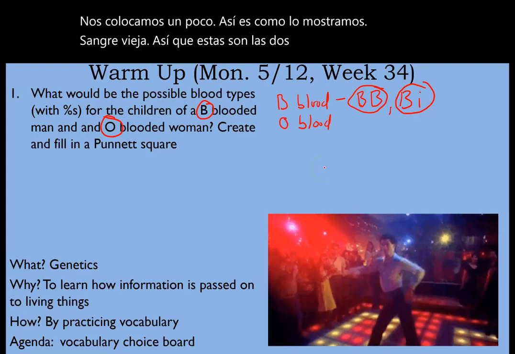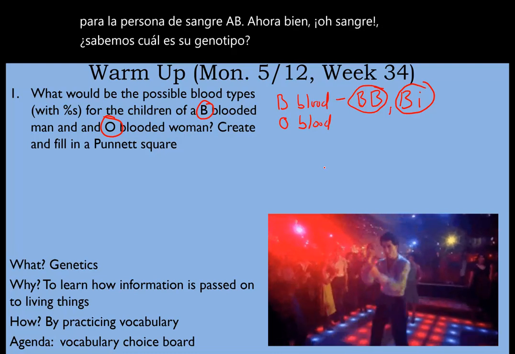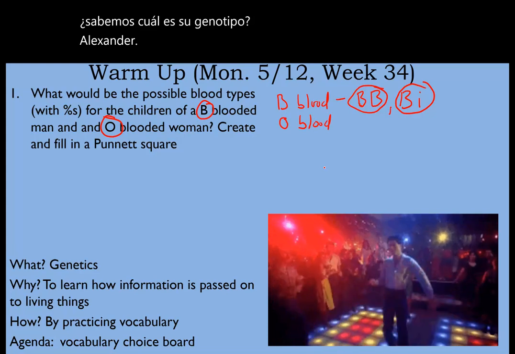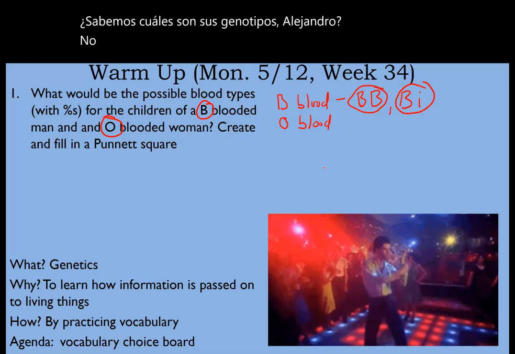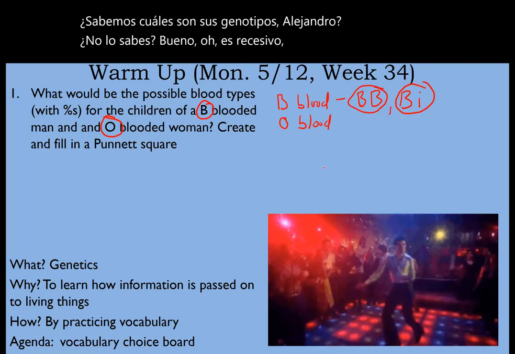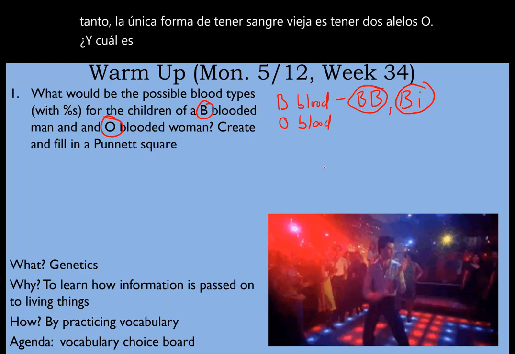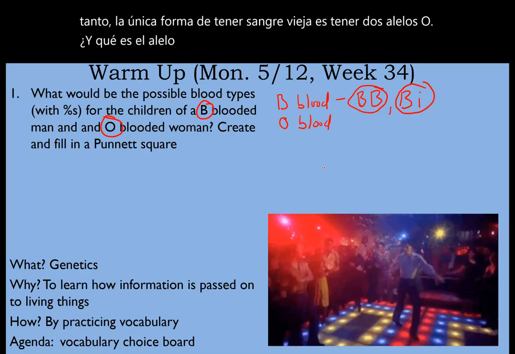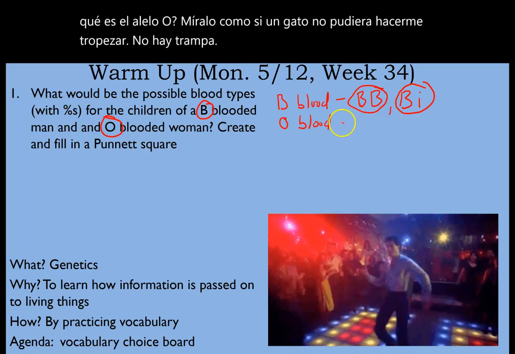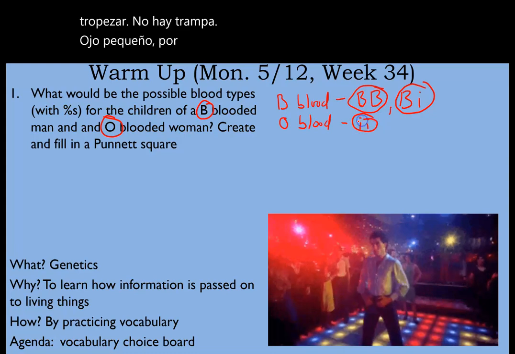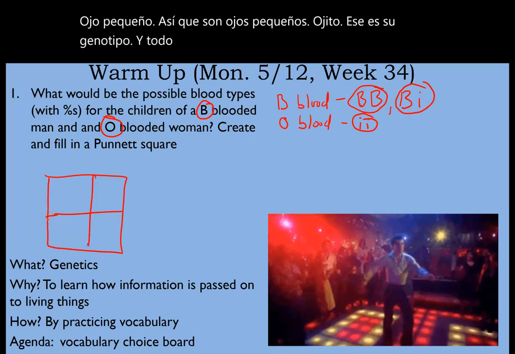Now, O blood, do we know what their genotype is? Alexander? You don't know? Well, O is recessive, so it gets covered up. So the only way to have O blood is to have two O alleles. And what's the O allele? Small i. Yeah, so they are little i. That's their genotype. So, does everybody have one Punnett square drawn?